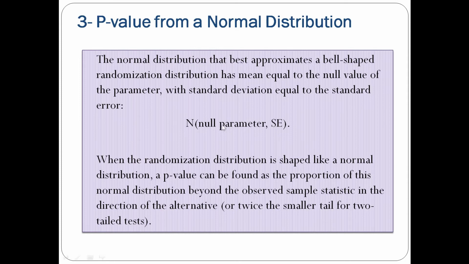It means, you know how we did finding the area under the curve in example 1 and 2? In those examples, we were actually finding the p-values. And this is the connection. If we can draw the randomization distribution as a normal distribution, we can actually find the area under the curve beyond the observed value, and that area will be the p-value.